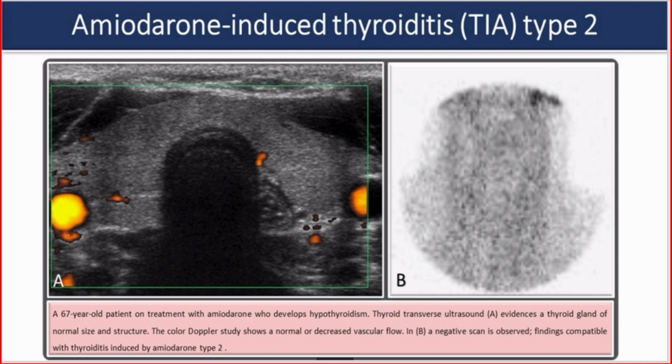And in this picture, a 67 years old patient on treatment with amiodarone who develops hypothyroidism. Thyroid transverse ultrasound, A, evidences a thyroid gland of normal size and structure. The color Doppler study shows a normal or decreased vascular flow. In B, a negative scan is observed, findings compatible with thyroiditis induced by amiodarone type 2.